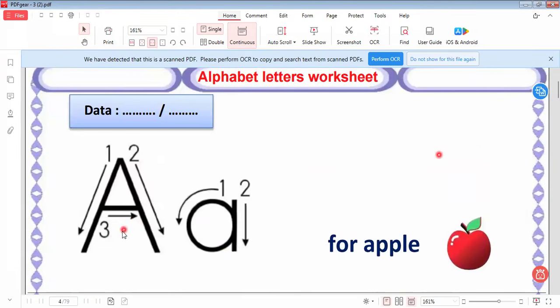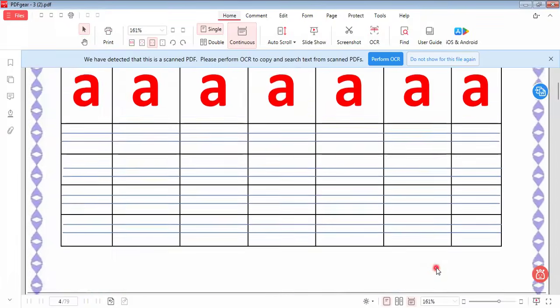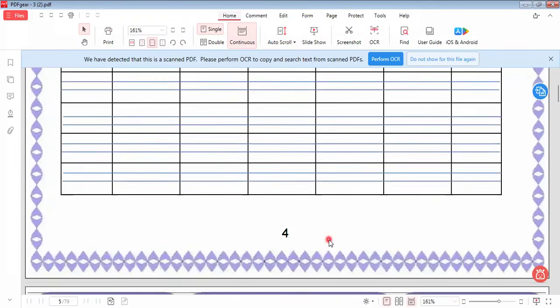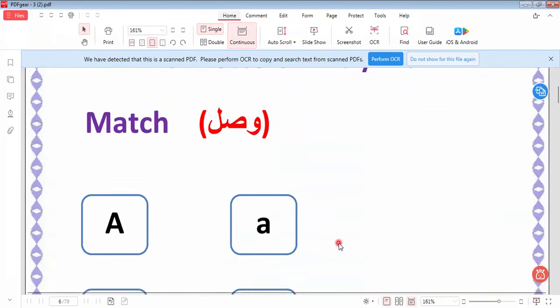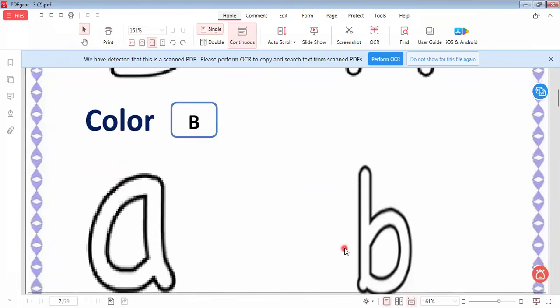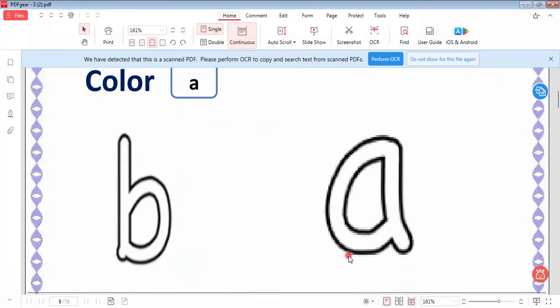I would like to repeat again. Capital A and small a. A for apple. Capital B and small b. B for what? B for book. Capital C and small c. C for what? C for cat.